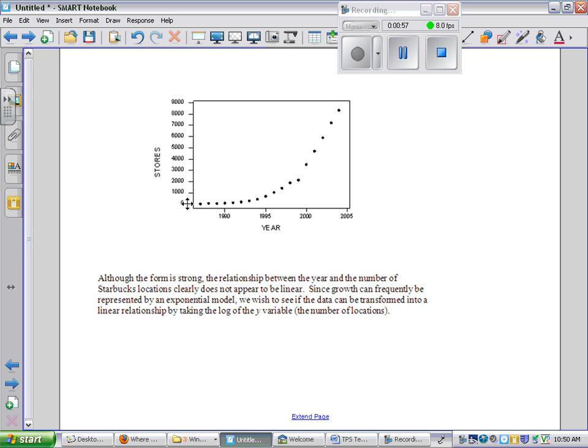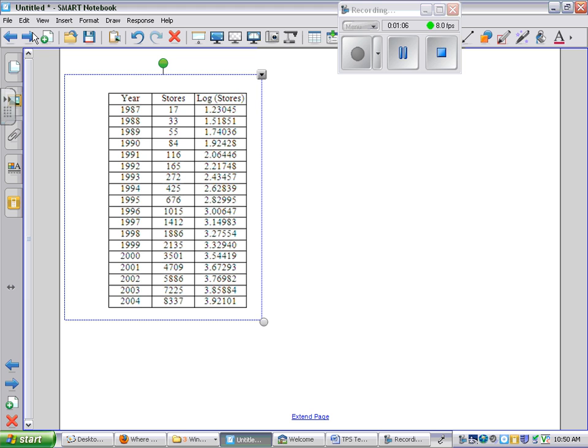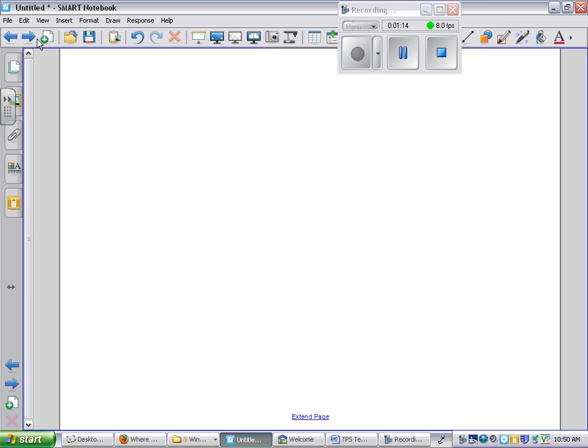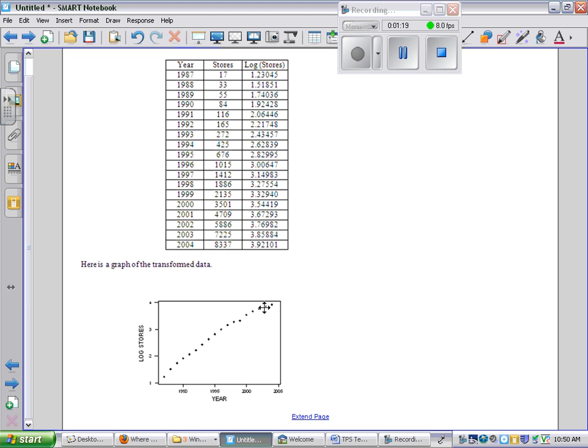number of stores. So I can input all of this data into my calculator if I want, into L1 and L2, and then I'm going to take the log of L1 to end up with a list of data like this. If I now graph the year and the log of the stores, I get a graph that looks like that, much closer to a linear relationship.